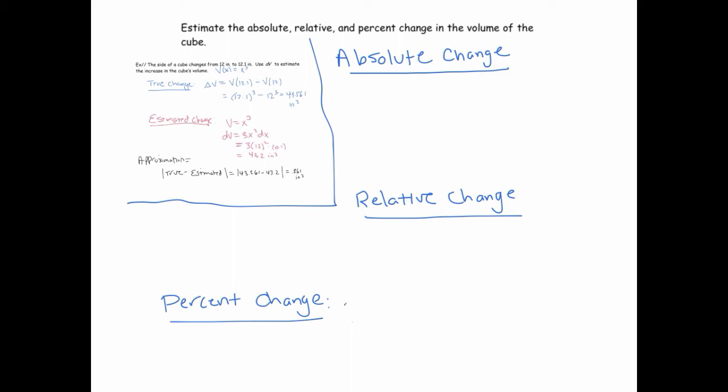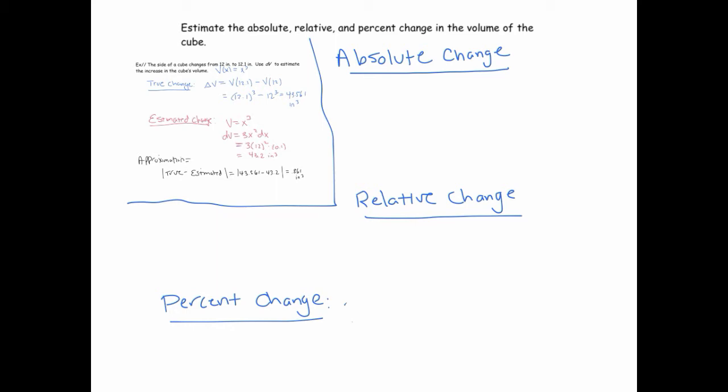There are ways to talk about how that value changed, and there are ways to quantify how the value changed. The three terms that you'd want to be familiar with are absolute change, relative change, and percent change. Each one of these has a true value and an estimated value, the estimated one being the differential.